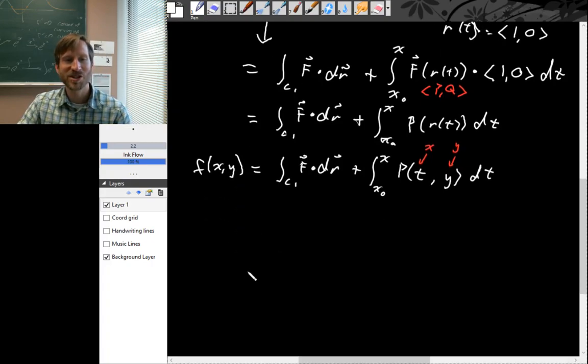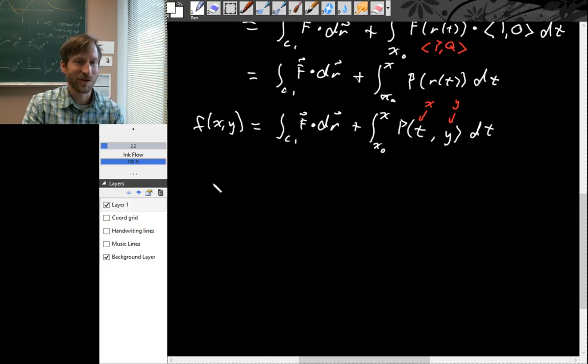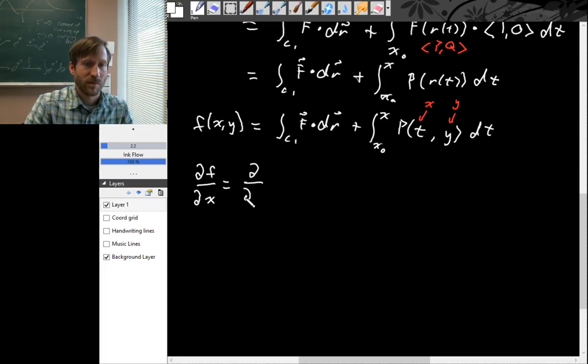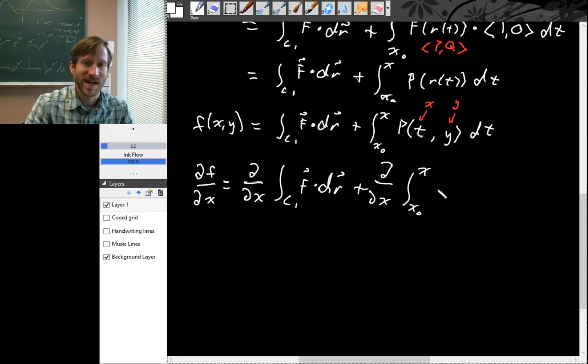Now finally we're in a position to calculate the derivative that we were ultimately after. So partial f partial x, and this is partial x of the integral along C1 of f dot dr, plus partial x of the integral from x naught to x of p of t comma y dt.